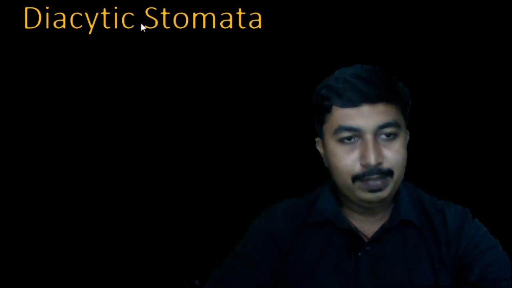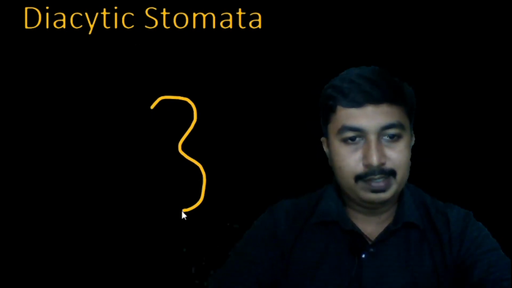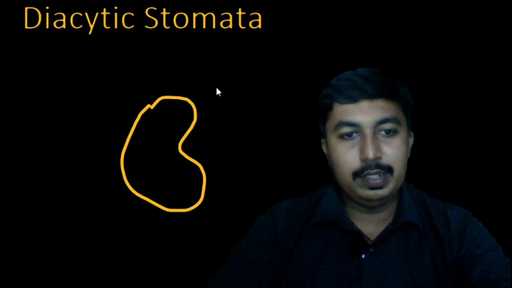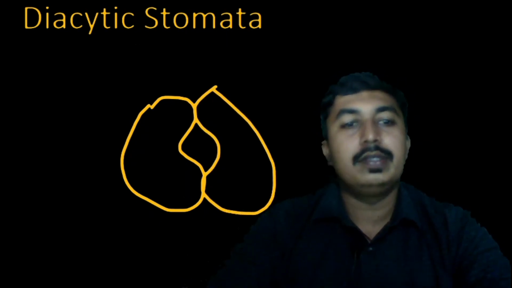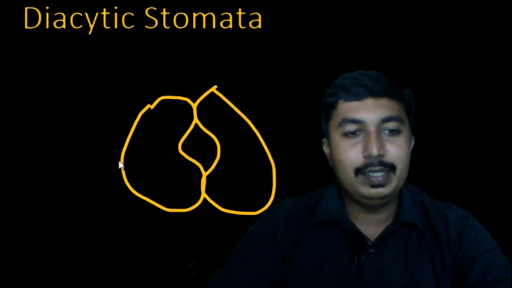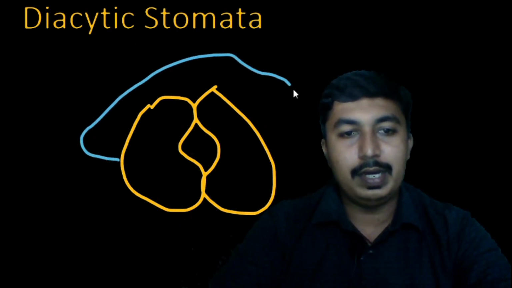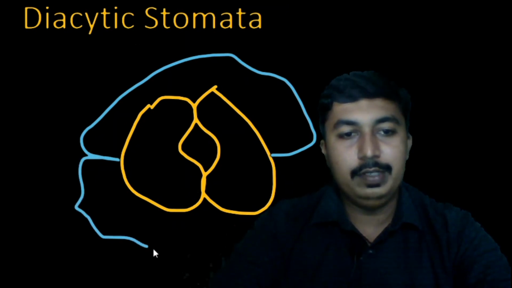Now the next type of stomata is diacytic stomata. We have studied the parasitic stomata, and the second type is diacytic stomata. These diacytic stomata are totally opposite to parasitic stomata. We'll see the arrangement of the guard cells and subsidiary cells. These are the two kidney shaped cells, that is guard cells, and the subsidiary cells are arranged perpendicular to the guard cells. You can see here the arrangement of the stomata.